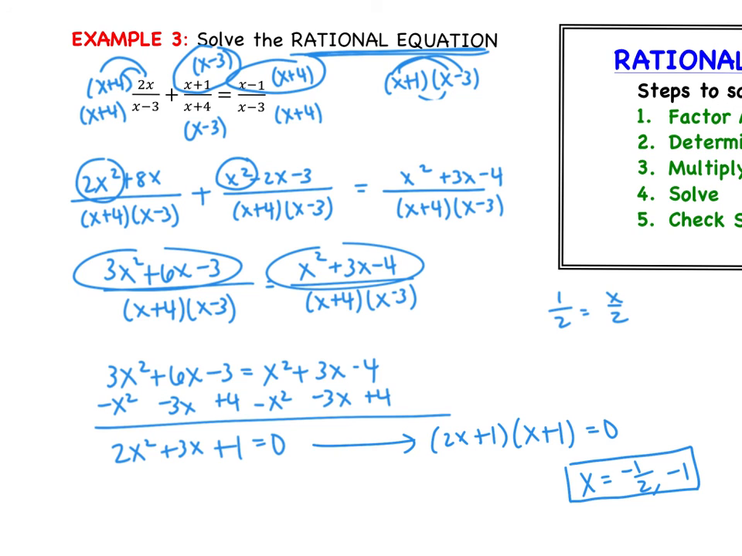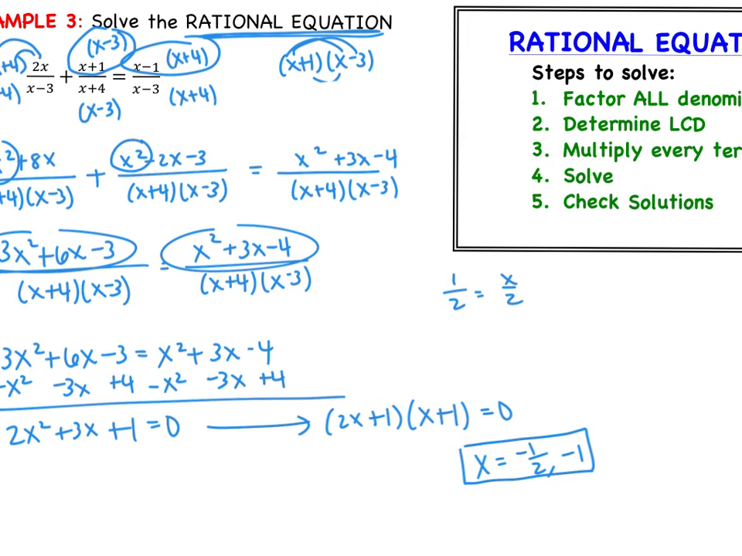We're not quite done. Okay. You do have to check your answer. Here's what I mean when I say check your answer. So please write this down. Check your solution means that the denominator cannot be 0. So what you're doing is you're taking your 2 solutions and making sure we don't get any denominators that are 0.